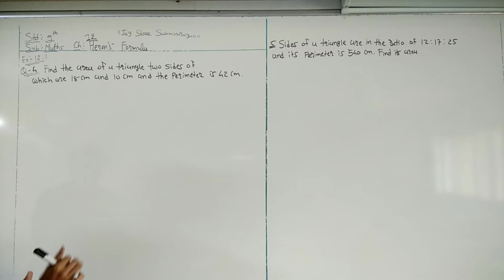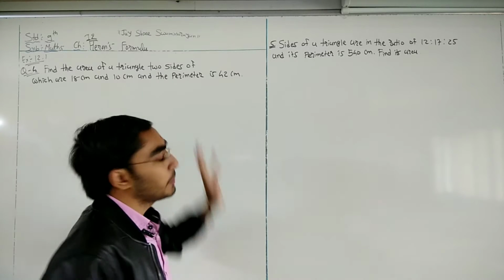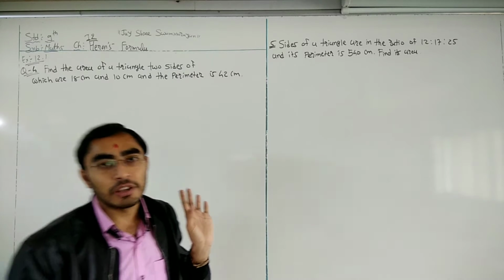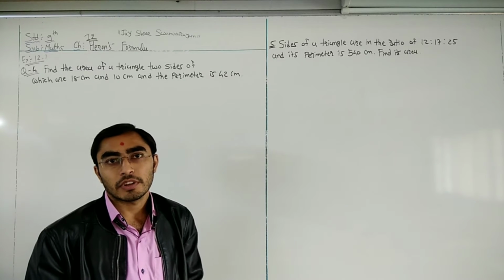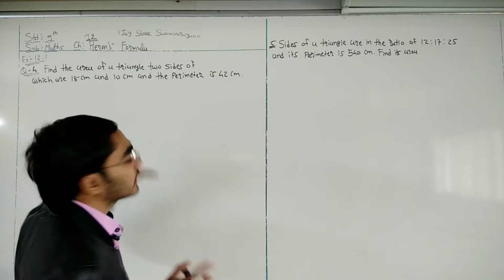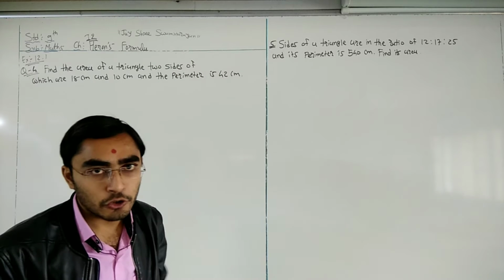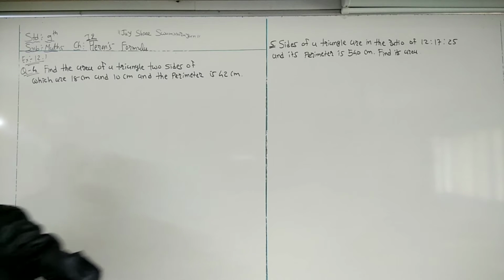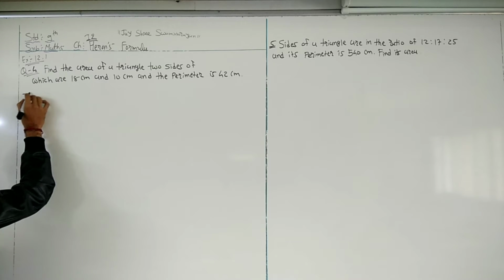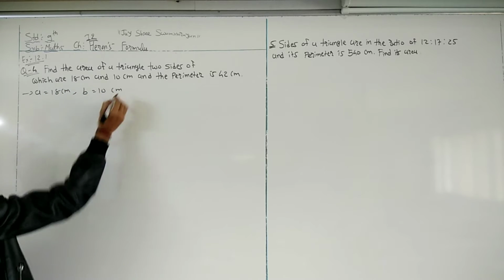Here perimeter is given to us and two sides are given to us. So first of all, we need to find the third side by using the perimeter. After that, by using three sides, we can find the area of the triangle by using Heron's formula. So first of all, give A and B. A is equal to 18 centimeter and B is equal to 10 centimeter.